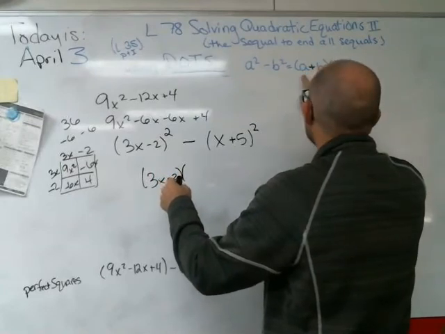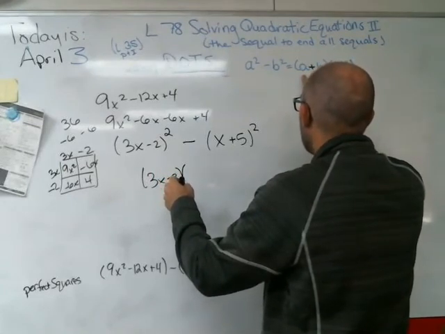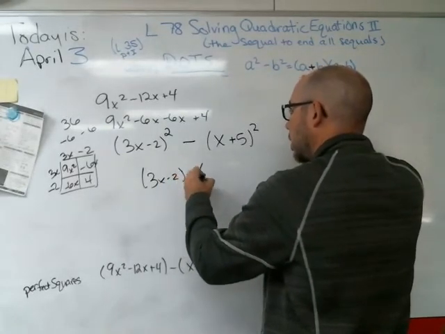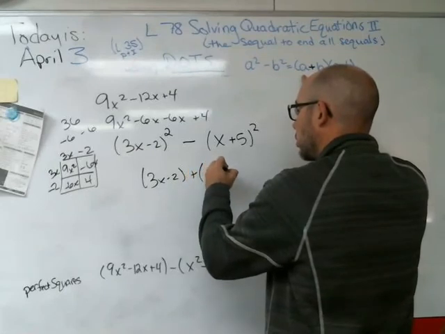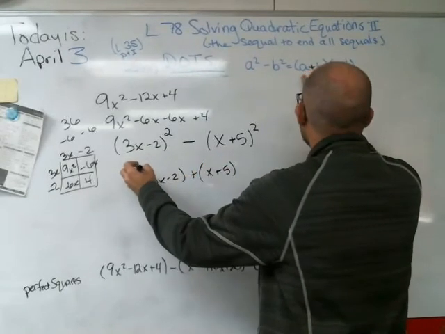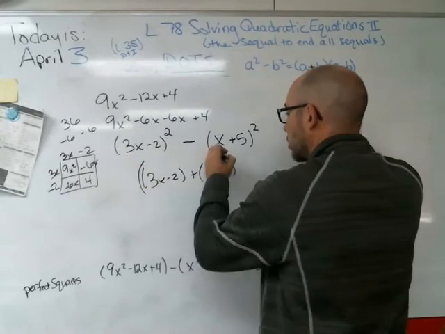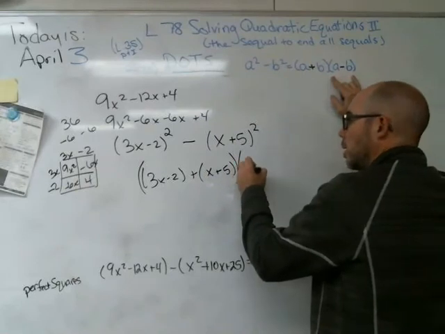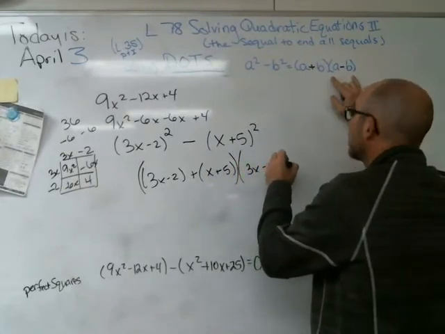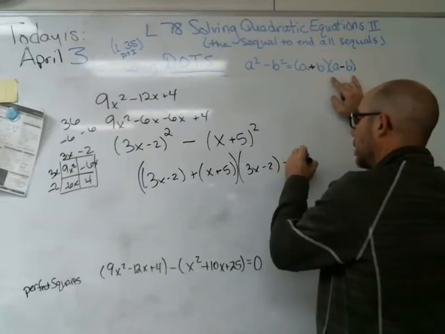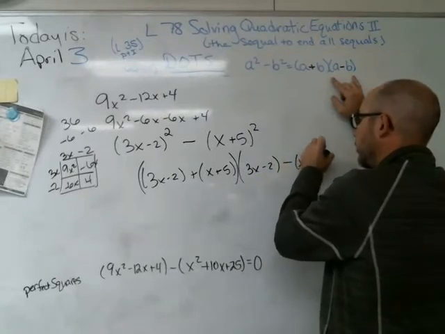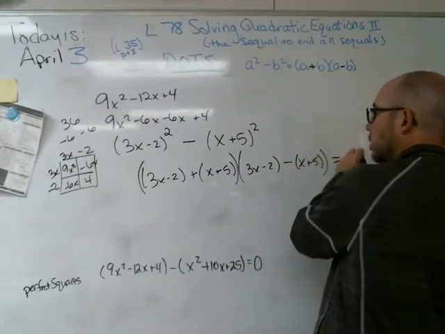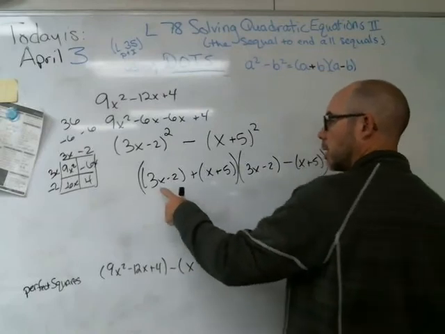a squared minus b squared is a plus b times a minus b. So 3x minus 2 plus x plus 5, and 3x minus 2 minus x plus 5. Okay, so this is pretty easy math inside here. Oh, equals 0. Equals 0.